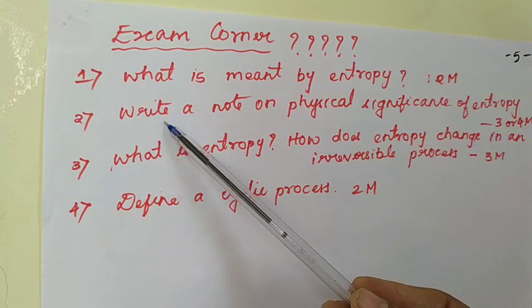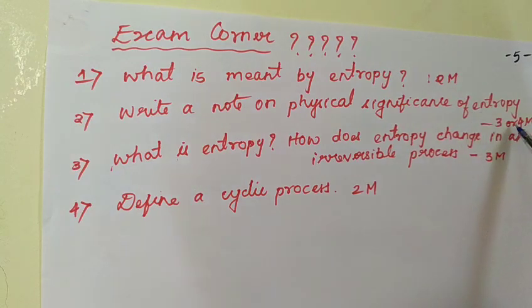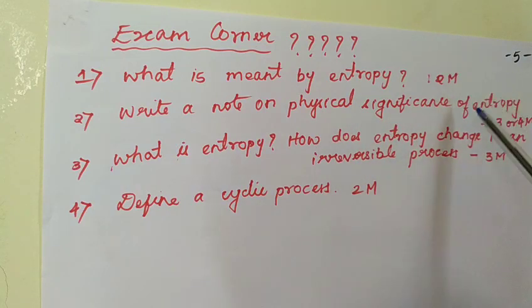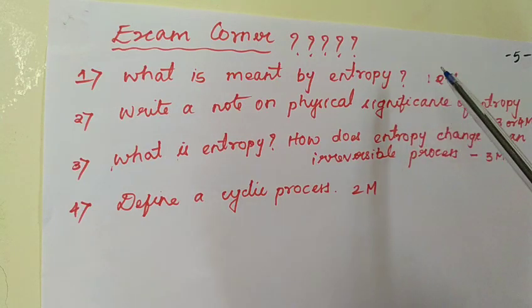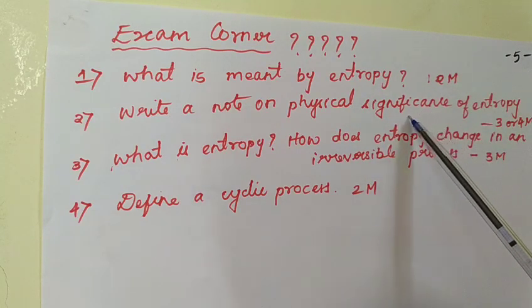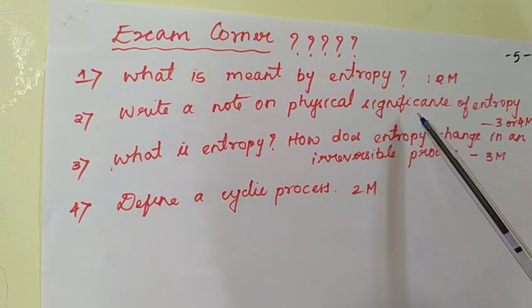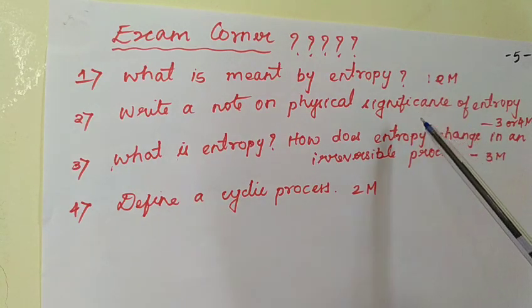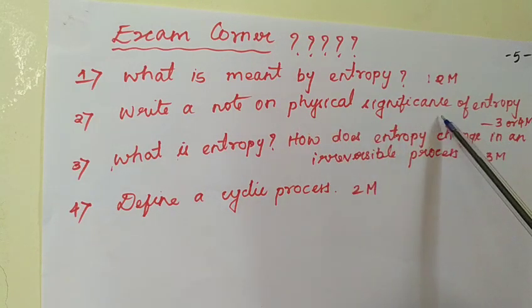The second question is: write a note on the physical significance of entropy. This is a 3 or 4 marks question and you have to write all the related points of entropy along with the definition. You should define entropy and say that it is a state function and an extensive property, explain what happens in an adiabatic process and in an isothermal process, and relate thermodynamic entropy with thermodynamic probability. All these points have been discussed in the video.